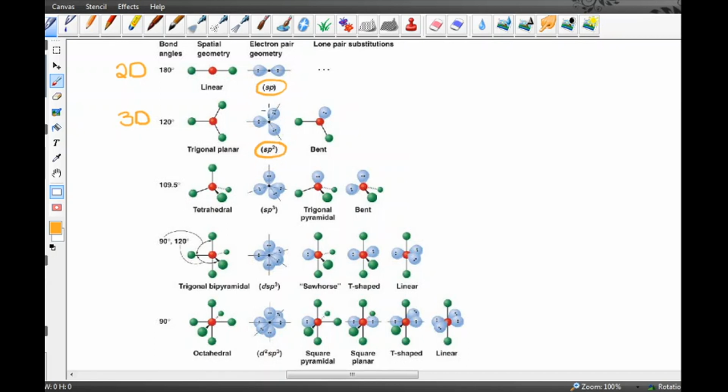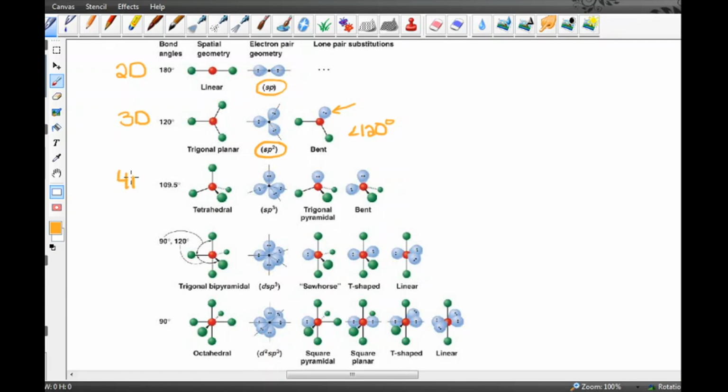But if one of those, instead of a bonded domain, is a lone pair, like so, that lone pair repels more strongly than a bonded pair. And this bond angle is going to be less than 120 degrees. So the bent 3-domain molecule has a less than 120 degree angle versus the trigonal planar 3-domain molecule, which will have exactly a 120 degree angle. Stick a 4th domain in there.